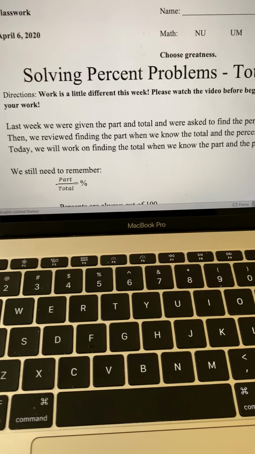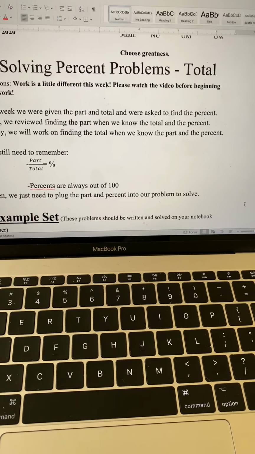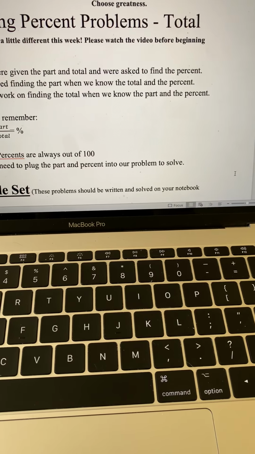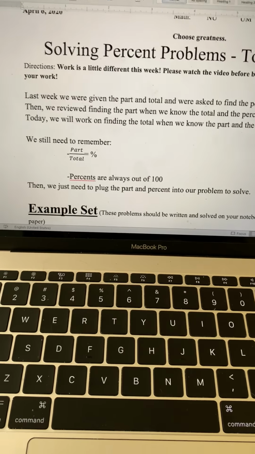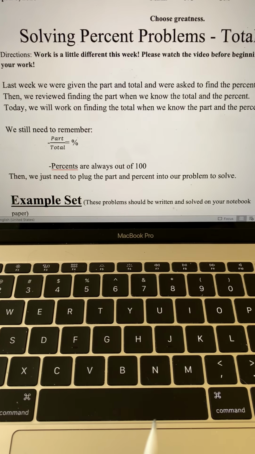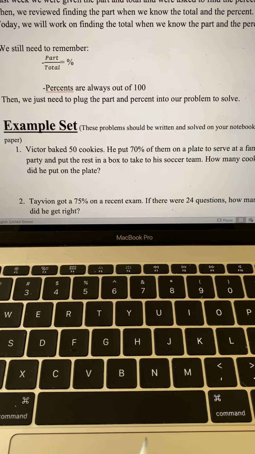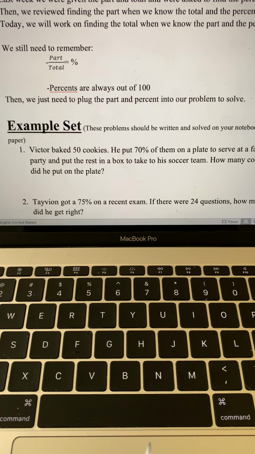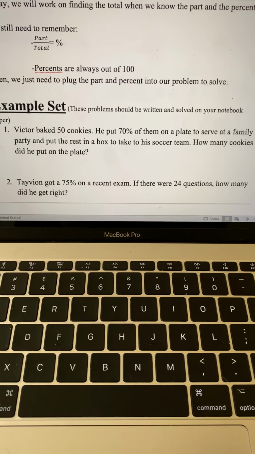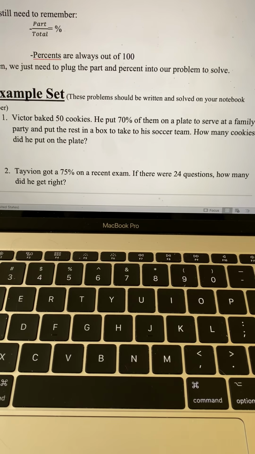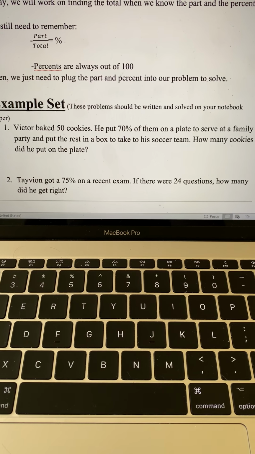All right, let's look at our first example. Last week we were solving problems where we were given the part, or we were given the whole, or we were given the percent. We had to find the percent. Today we're going to work on problems where we have to find the total when we know the part and the percent. So we're still going to do part over total equals percent, and percent is still going to be over 100. So the first one says Victor baked 50 cookies. He put 70% of them on the plate, served at a family party, and the rest in the box. How many did he put on his plate?